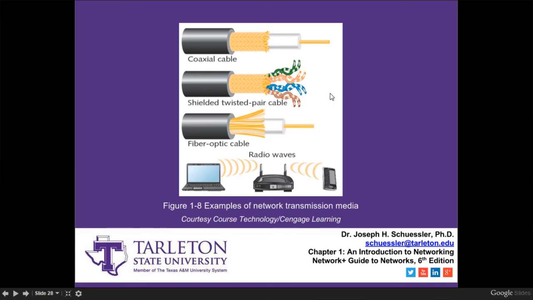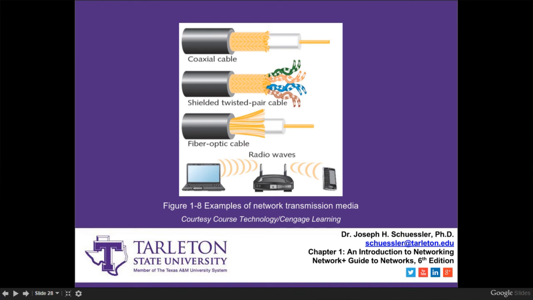So here's some examples of popular media. Coax cable, which we don't see all that often anymore, looks very similar to the kind of cable that you might have hooked up to your TV. It's a little bit different in the networking environment, but essentially it looks very similar. We've got shielded twisted pair or unshielded twisted pair, which essentially looks like telephone cable, if you're familiar with that. We use a few more conductors. It's 4 pairs of wires, so a total of 8 wires.